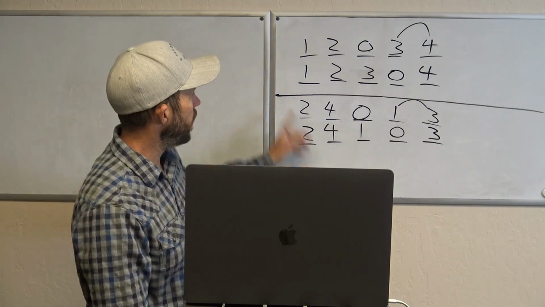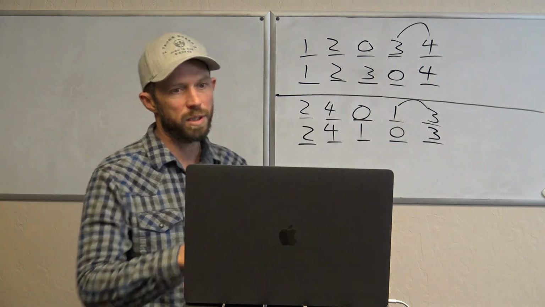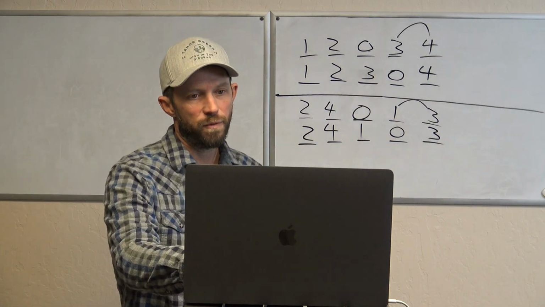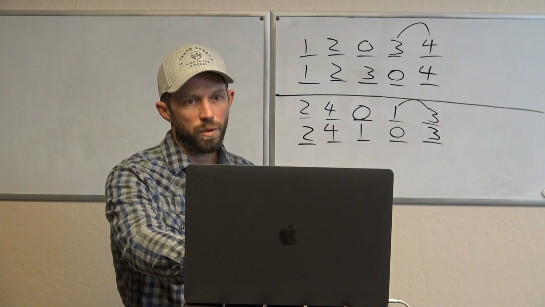There's only one world where 3 can be the third digit, and when 3 is the third digit, 0 has to be the fourth digit. So the answer number 4, E, is the only one that is not an acceptable third and fourth digit in the code.